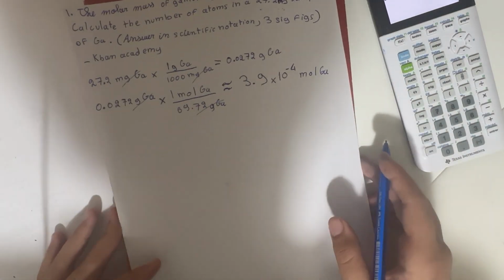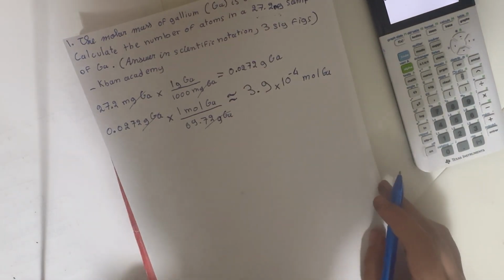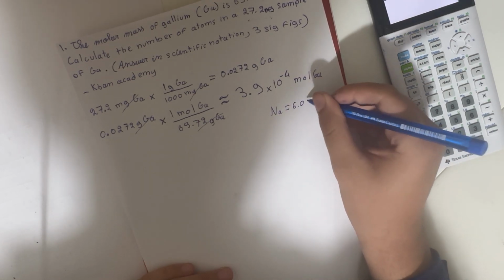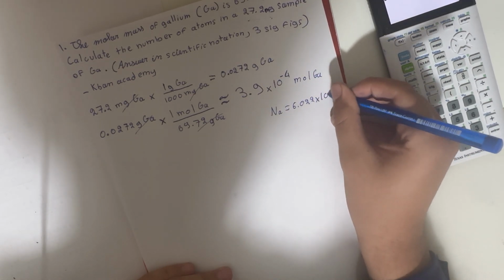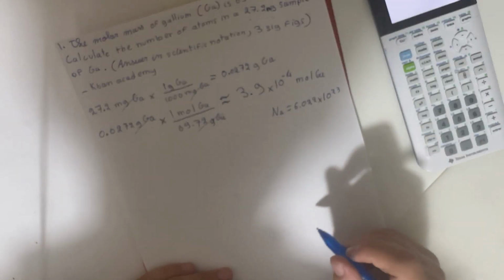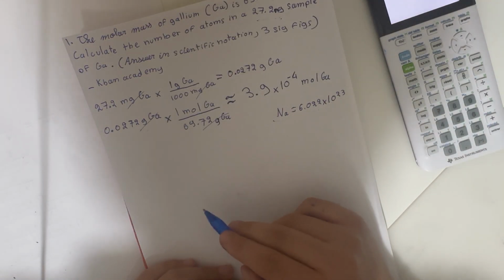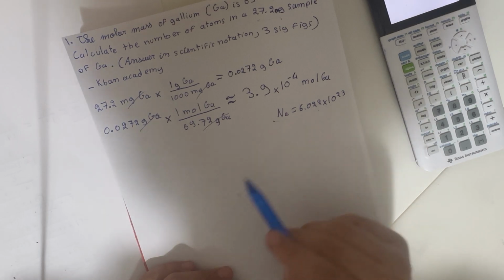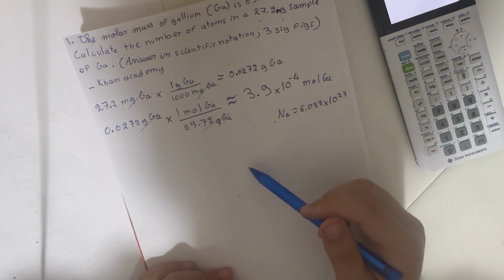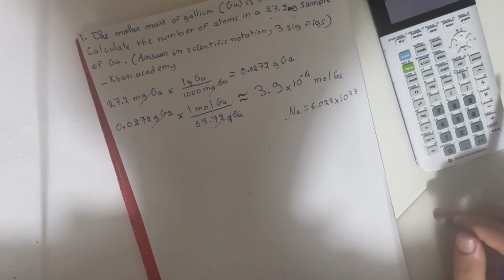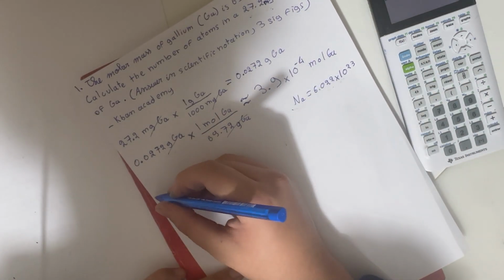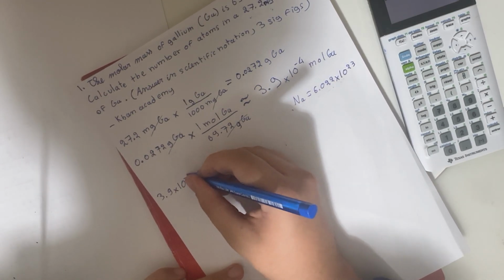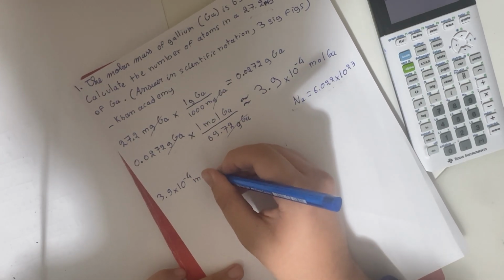So what the question asked us for, and we know that based on Avogadro's constant. Avogadro's constant, Na, is 6.022 times 10 to the 23rd. This is Avogadro's constant by the famous chemist Avogadro. You multiply the number of moles by this constant, and by definition, you get the number of atoms. So let's do just that. We're going to write down the number of moles first: 3.9 times 10 to the -4th moles per gallium.